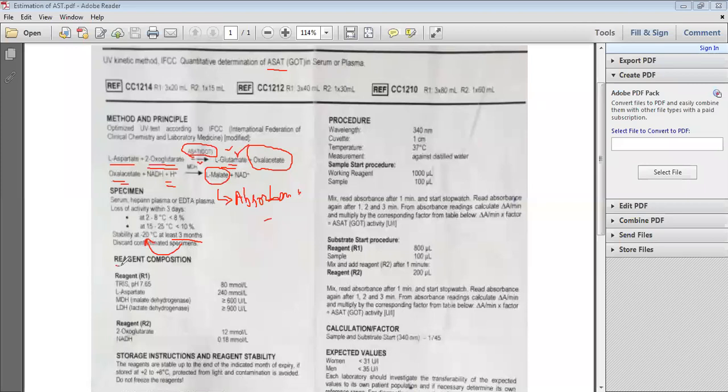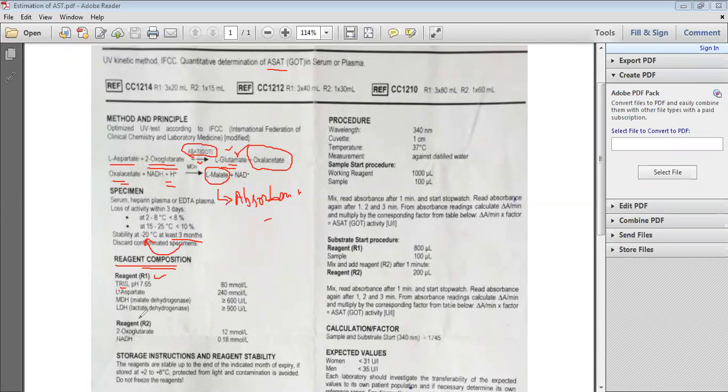Now, what will be the composition of reagents in this experiment? The kit is providing us two reagents, R1 and R2. In R1 there will be enzymes, and in R2 there will be 2-oxoglutarate and NADH. First of all, the composition of reagent 1, that is trace pH. This is the buffer solution and its pH should be 7.65. And there will be L-aspartate. This is the amino acid which will be the reactant for 2-oxoglutarate. And the enzyme AST will be present in the serum sample, which we are going to estimate by this method.